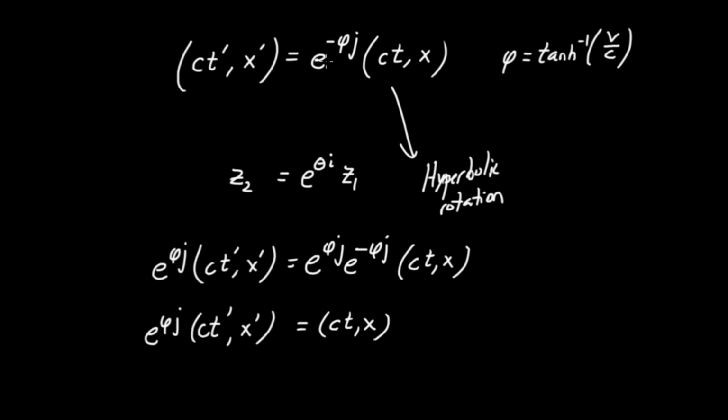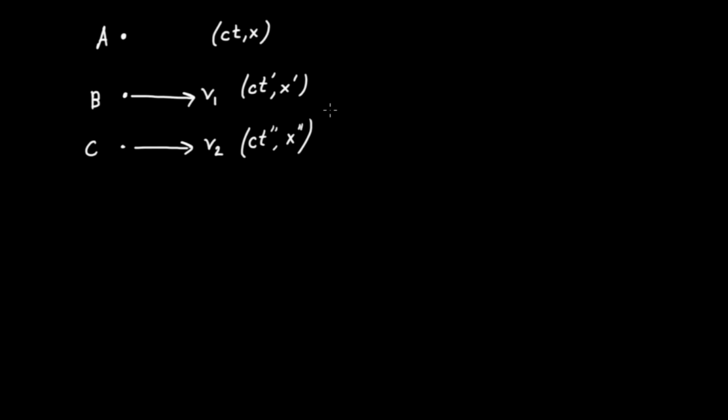So you see that the angle being used to rotate from the unprimed to the primed is minus phi. To rotate from the primed to the unprimed is the positive phi. Another neat thing you can do with these exponentials of split complex numbers is velocity addition, which is another important concept in relativity. So let me outline a little thought experiment.